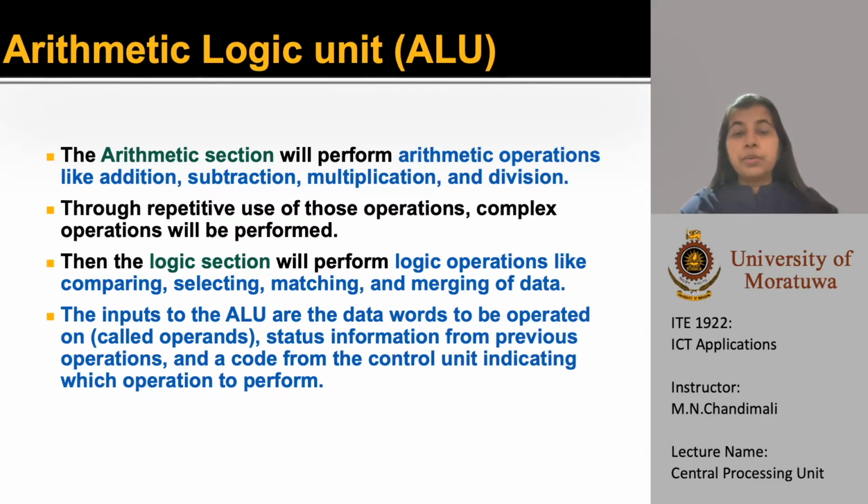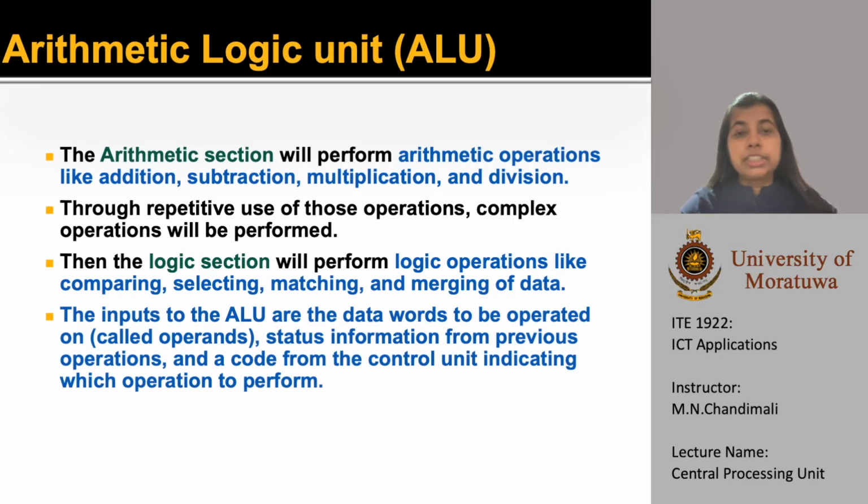The inputs to the ALU are the data words to be operated on. We call them operands, status information from previous operations, usually a carry forward value from the previous operation, and the code word from the control unit indicating which operation to perform. For example, think we need to add the two numbers 4 and 5 using the computer. In this scenario, the operands are 4 and 5. These are the two numbers that we need the operation to be performed on.